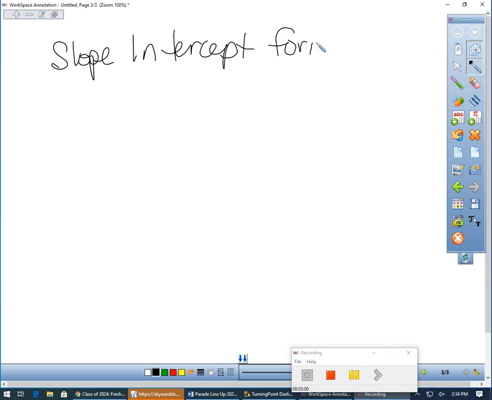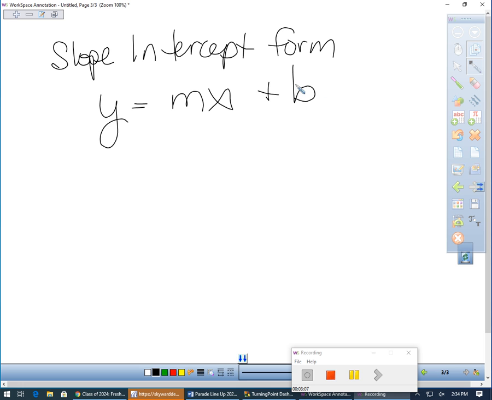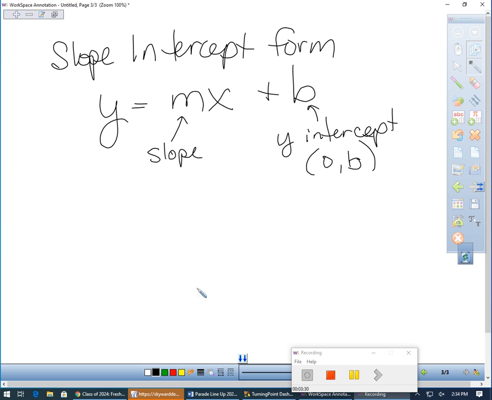Slope-intercept form is y equals mx plus b. And in slope-intercept form, the m represents the slope, and the b is your y-intercept. And remember, your y-intercept is a point, so it has to be written as (0, b). Alright? It is a point where it crosses the y-axis.